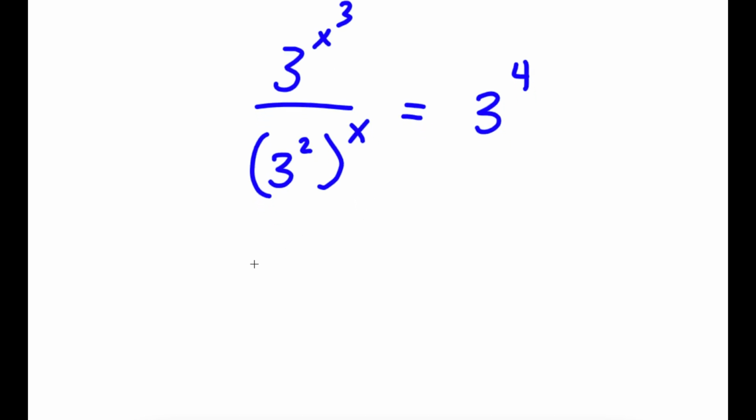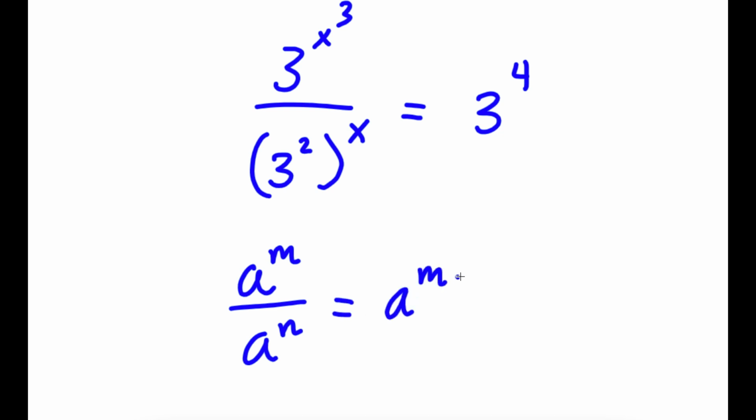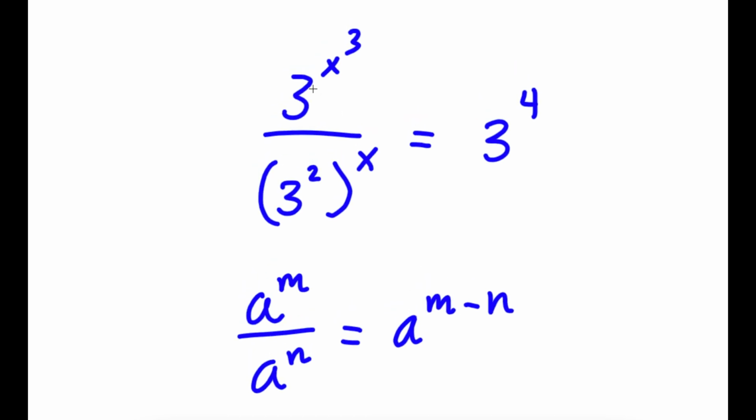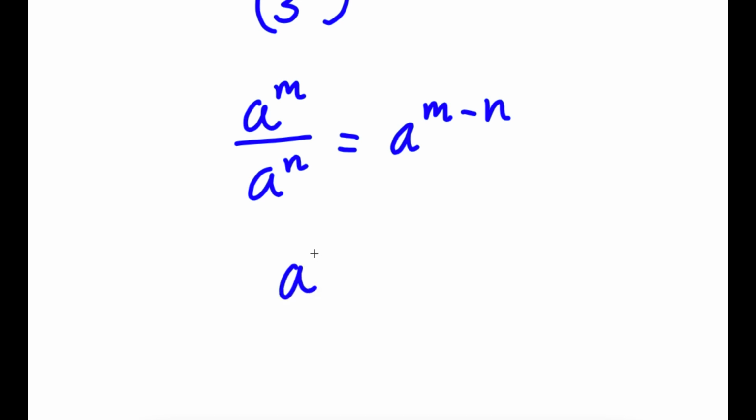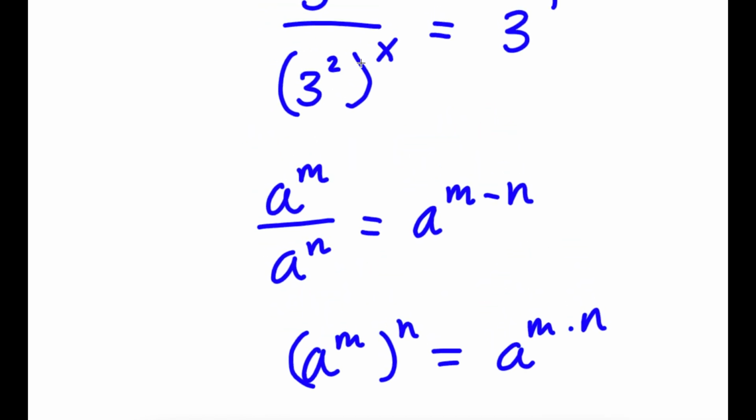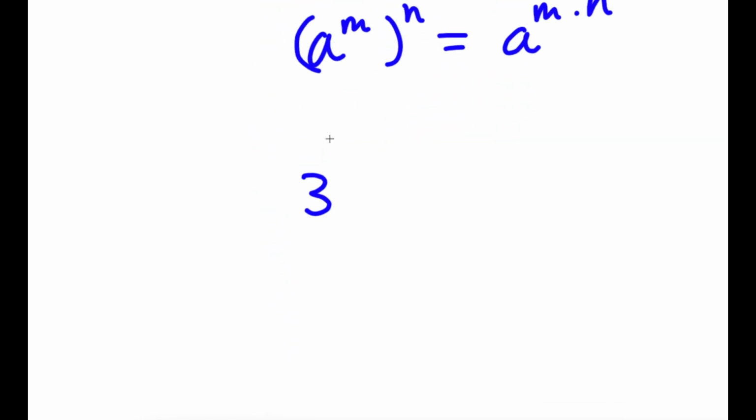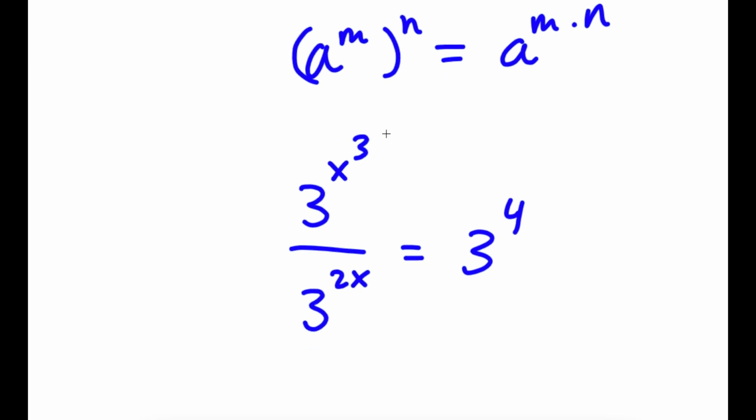Now, if I have something in the form a to the power of m over a to the power of n, this is equal to a to the power of m minus n. So in this case, I have 3 to the power of x to the power of 3 divided by 3 to the power of 2 to the power of x. Now, if I have something in the form a to the power of m to the power of n, that's the same thing as a to the power of m times n. So 3 to the power of 2 to the power of x, that's going to equal 3 to the power of 2 times x, which is 2x. This is equal to 3 to the power of 4.